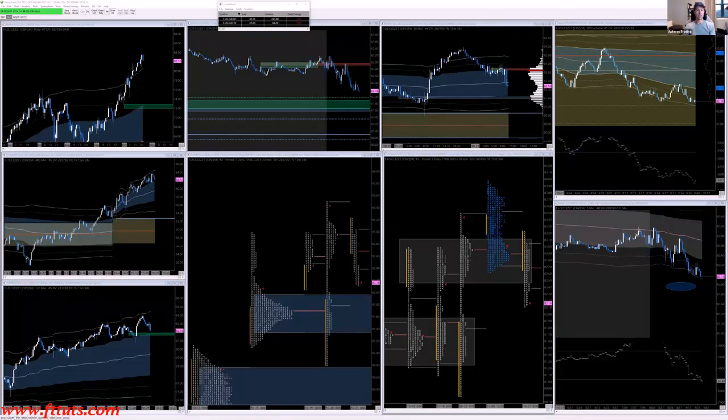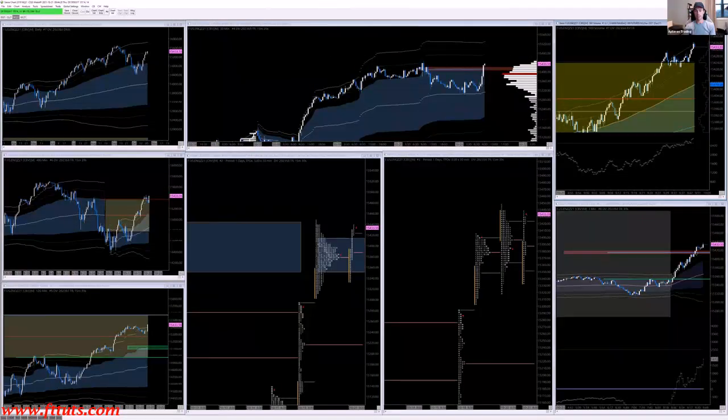NASDAQ's not turning around. Looked like it might there for a little bit, but stabilizing and continuing with order flow behind it. So we'd have to see a major shift in what's going on in the NASDAQ for us to begin to stalk short there. So nothing to do there.